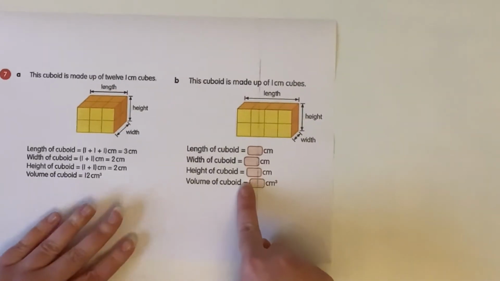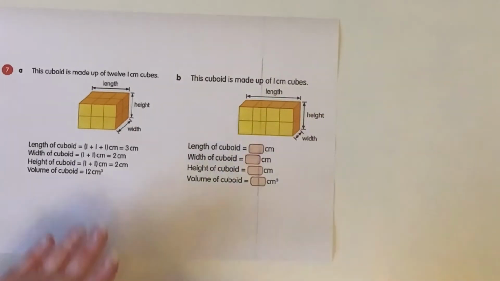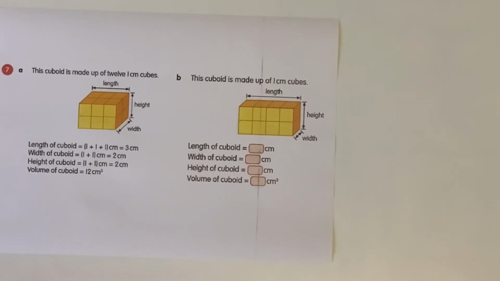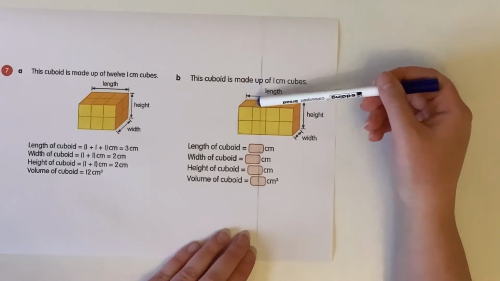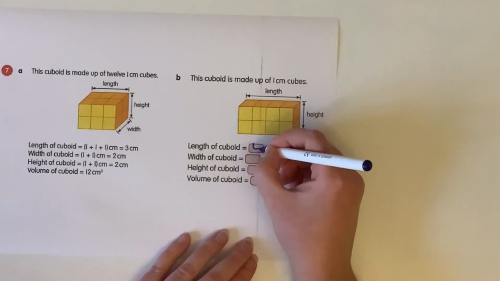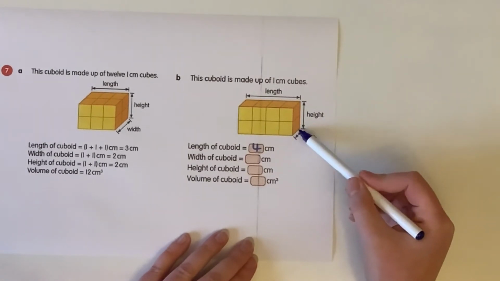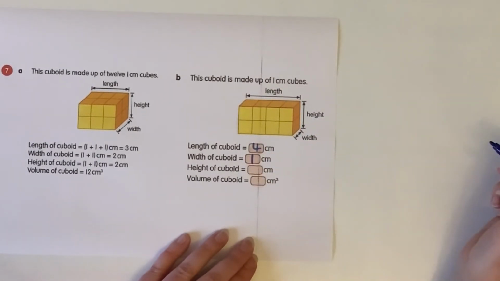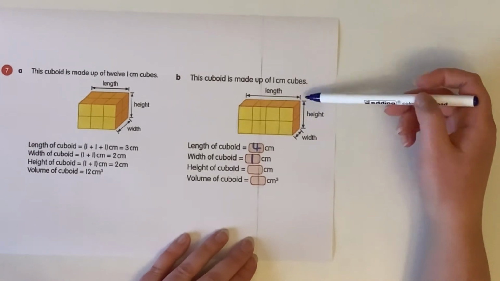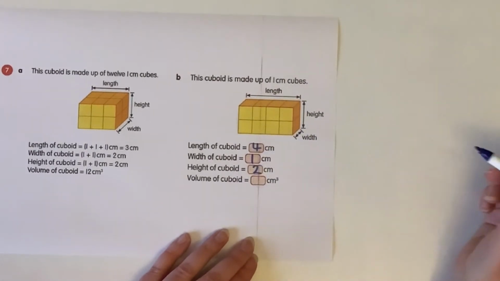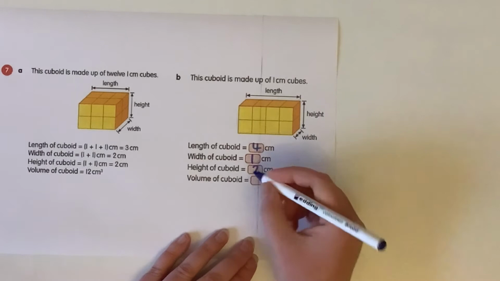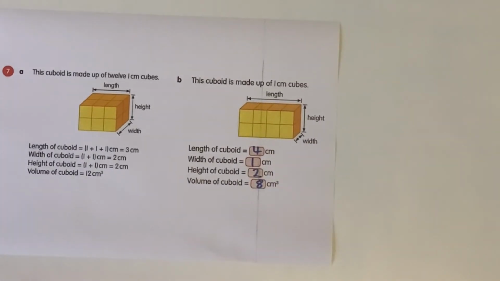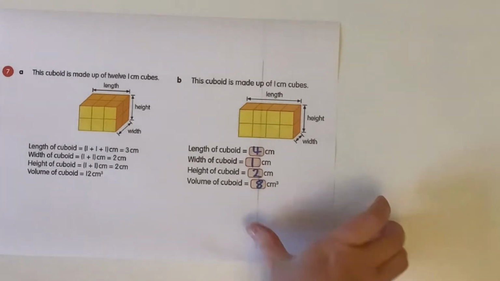Now let's have a go at this one together. We're told that this cuboid is also made up of 1 centimetre cubes. Can we work out the length? The length here, I can count them: 1, 2, 3, 4. My length is 4 centimetres. My width, which is here, is only 1 centimetre. And my height, which is this section here, is 2 centimetres. So my volume altogether is 8 cubic centimetres. So we can always find the length, the width and the height.